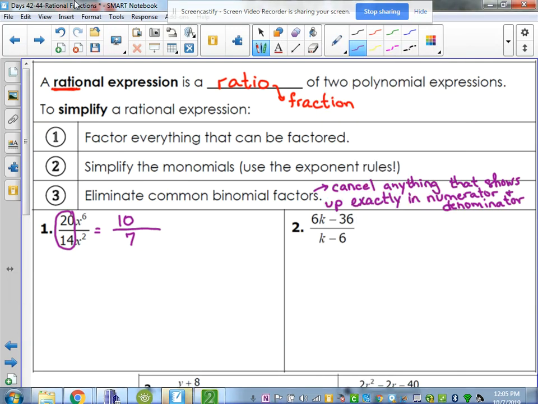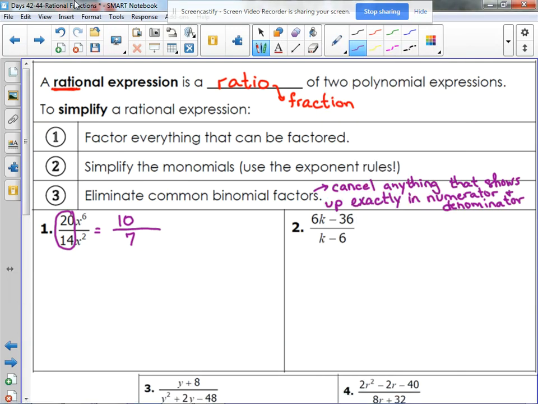X to the 6th over x squared, we use our exponent rules. Exponent rule says when we divide, we subtract those exponents. So 6 minus 2 is 4. So 10x to the 4th over 7, that's our final answer.